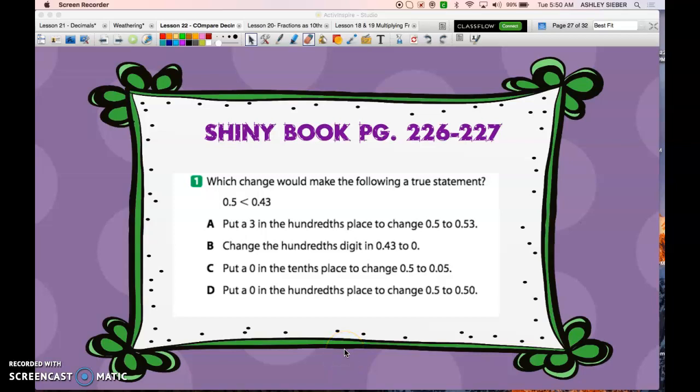Good morning, guys. Today we're going to do some review practice with comparing decimals, and then you're going to take a quiz. So you need your shiny book and a pencil to your workspace. Pause the video to get your shiny book and pencil, and turn to page 226 and 227.